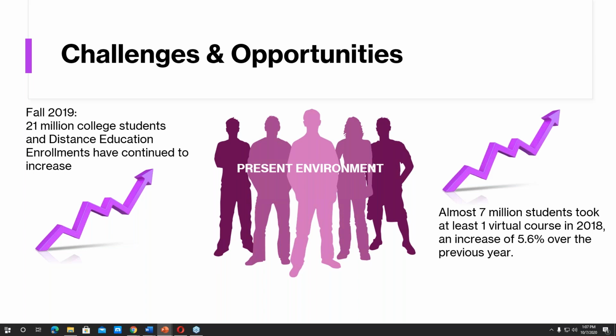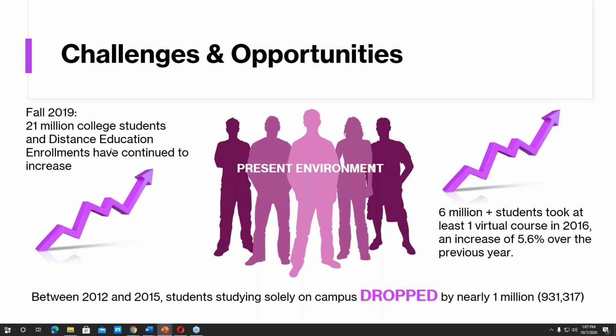Almost 7 million students, 6.9 million, took at least one virtual course in 2018. It's an increase of 5.6% over the previous year. So it is a medium that is growing, and with the pandemic, especially for this fall and probably the early spring, it's just going to be the case. Between 2012 and 2015, students studying solely on campus dropped by nearly 1 million. And again, in the current environment, it's dropped even further than that.